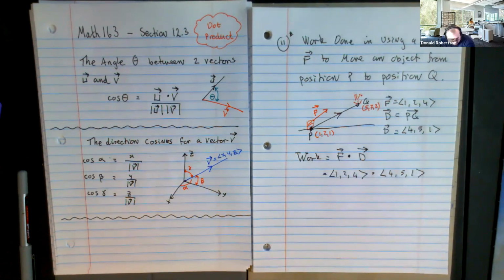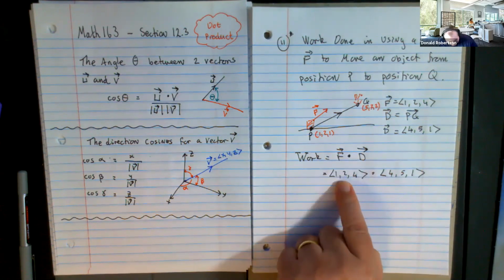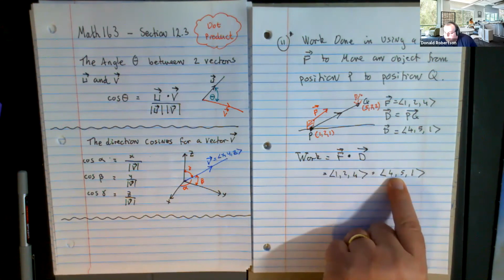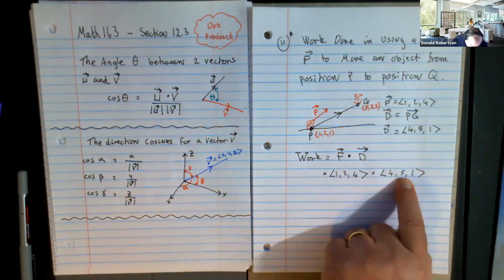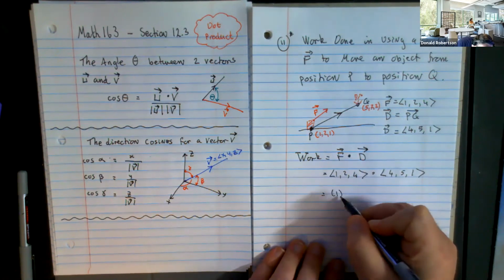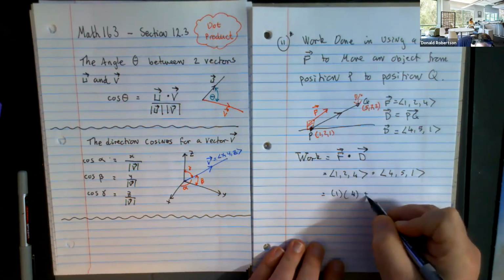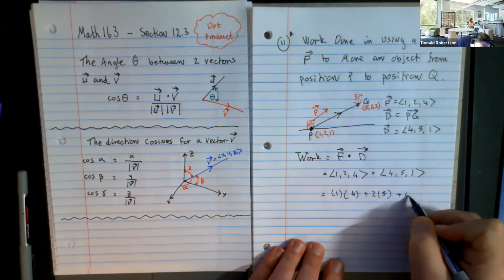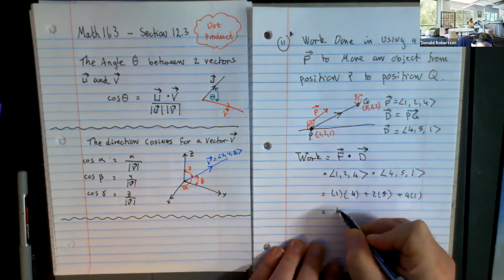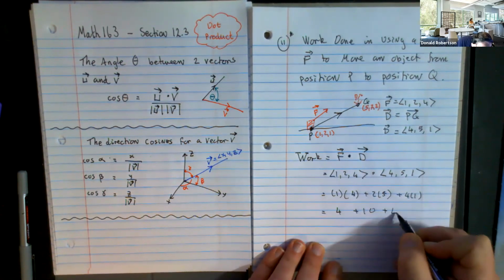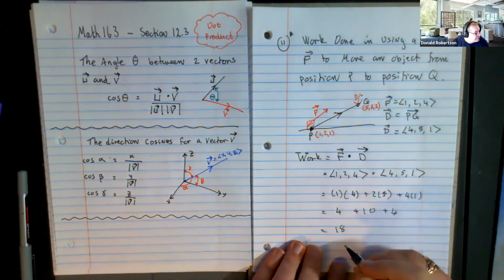Okay, so the question would be, what is the work done in using a force 1, 2, 4 to move an object from position 1, 2, 1 to 5, 7, 2? Right, that's what it would look like. And there's your force function, and there's your movement. Right, so force vector, movement vector. And the dot product then, in this case, is 1 times 4, 2 times 5, and 4 times 1. 4 add 10, add 4, and the answer is 18.